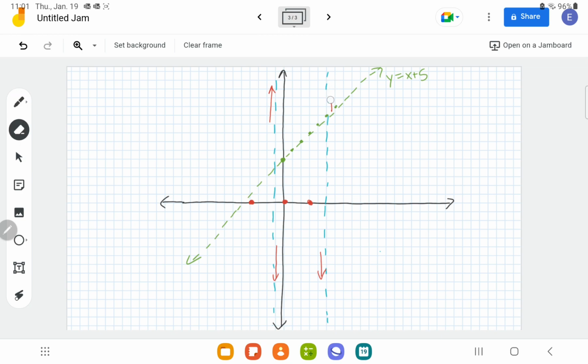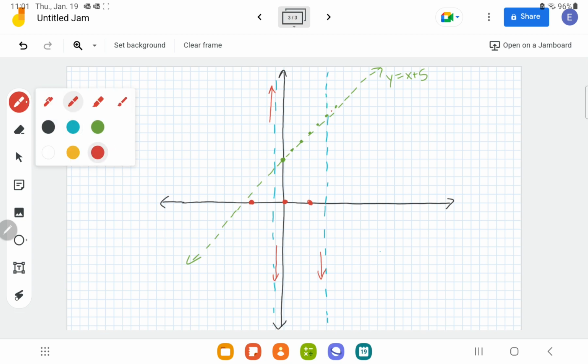I realized as I was going here, I'm going to have to clean this up. I wish I had started a little bit lower so I have more space going up high, but that's okay. All right, so here, the last thing I need to do is see how this function is going to be approaching my oblique asymptote.